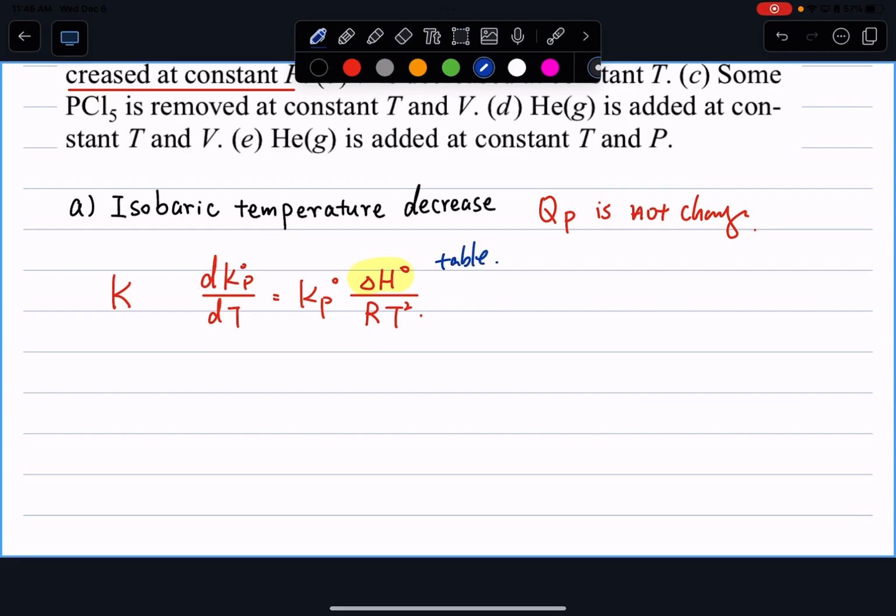And in this case, I'm going to tell you our delta H is positive. What that means is this is an endothermic reaction. Your dKp naught over dT is positive. So when we have a temperature decrease, my Kp naught is also going to decrease. With your reaction quotient not changing, your equilibrium constant decreased, so your Q will be larger than your Kp naught. And that means we have a backward reaction.